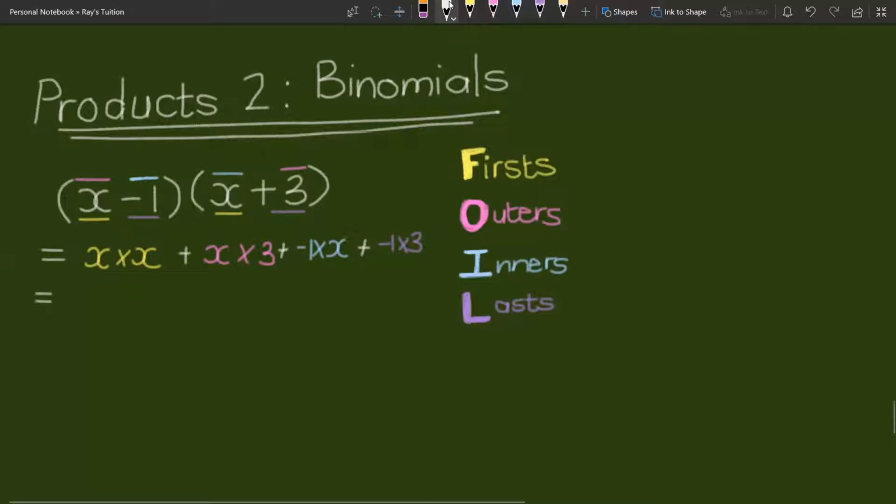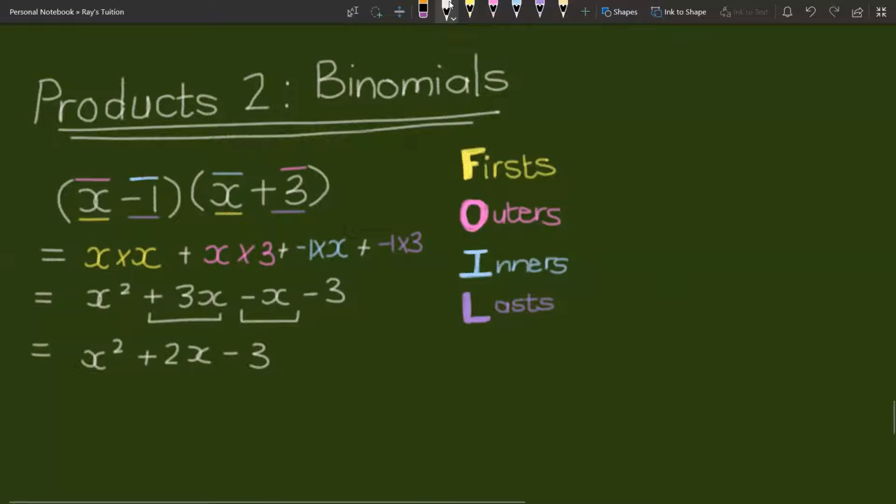So we have x times x is x squared, x times 3 is 3x, -1 times x is minus x, and -1 times 3 is -3. So then this simplifies to, because the 3x and the minus x are like terms, we can add them. The x squared is by itself, so we leave it. The 3x minus x is +2x. And finally, we have a -3.